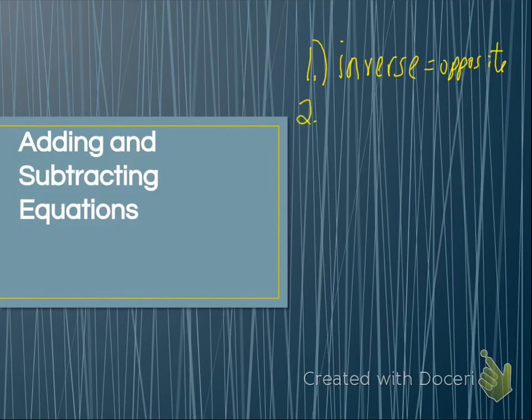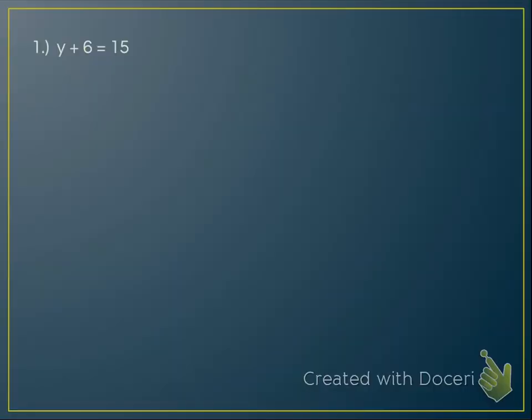The second thing that we need to keep in mind is that you have to keep your equation balanced. In order to keep an equation true, whatever you do to the left side of the equation, you must also do to the right side of the equation. So if you're adding something to the left side, you must add something to the right side. The exact same thing, not just a random thing. Let's look at an example to get started.